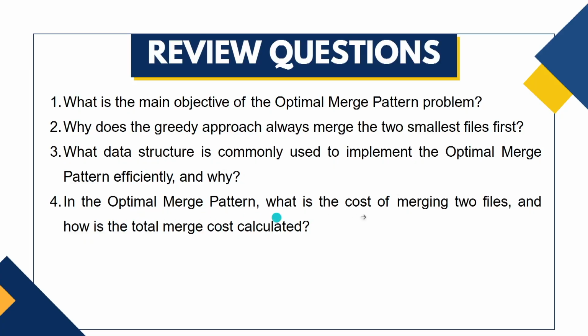In the optimal merge pattern, what is the cost of merging two files and how is the total merge cost calculated? We take two smallest files at a time, and every file has certain records, and the cost of merging those two files is the sum of the records on those two files. To estimate the total merge cost, we take into account the sum of the cost at all the internal nodes. We sum the cost available at all of those internal nodes in the binary tree to estimate the total merge cost. I hope you are thorough with this as we learned it with an example.